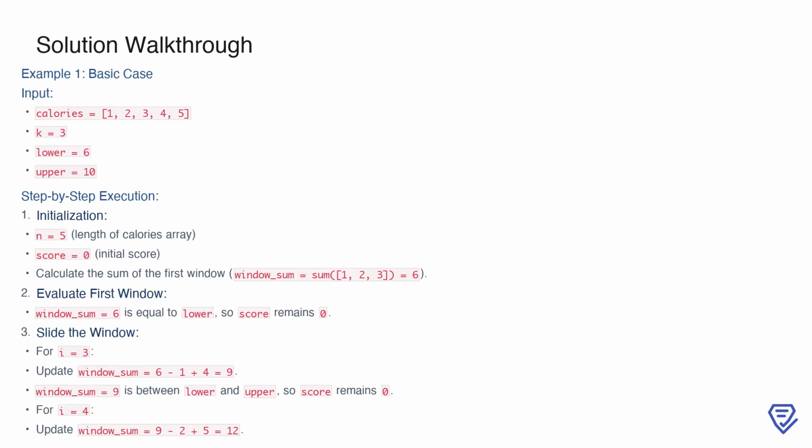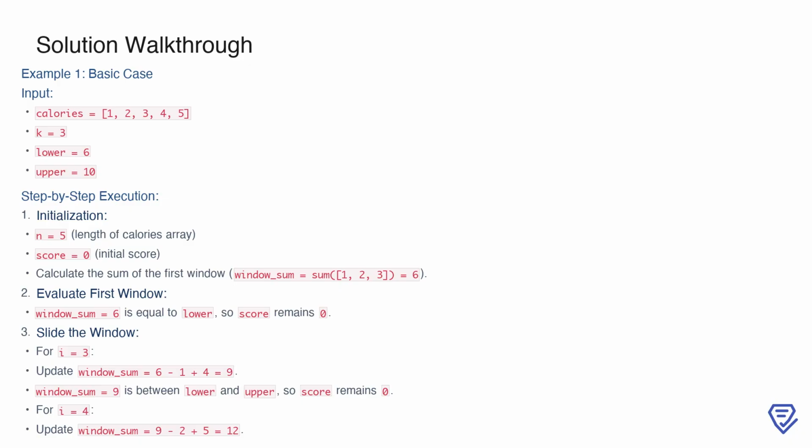To begin understanding the solution, let's walk through the first example. We are given an array of calories, 1, 2, 3, 4, 5, a window size k equals 3, and thresholds lower equals 6 and upper equals 10. First, we initialize the length of the calories array, n equals 5, and set the initial score to 0.